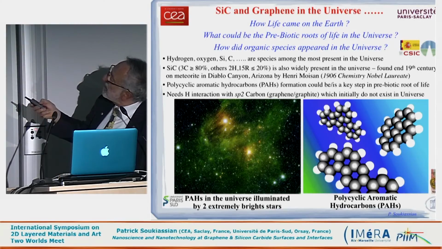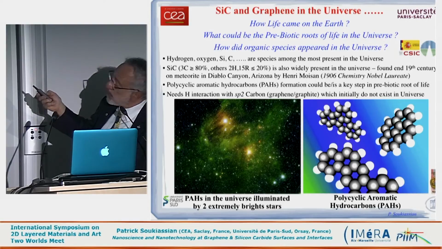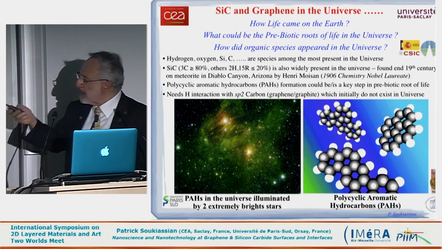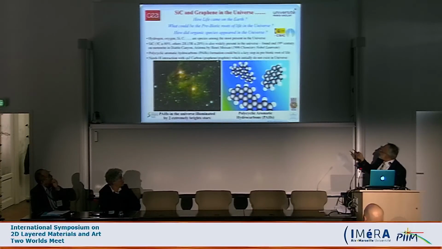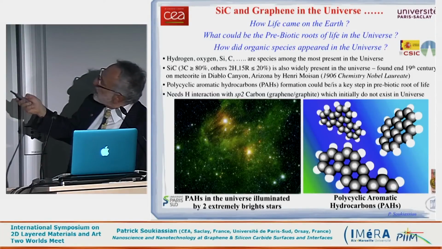And so hydrogen, oxygen, silicon, carbon are the species most present in the universe. And so silicon carbide also exists in the universe, because we find it in a meteorite at Diablo Canyon in Arizona, found by a French pharmacist, Henri Moissan, who got the Nobel Prize, but not for that, because he found fluorine.